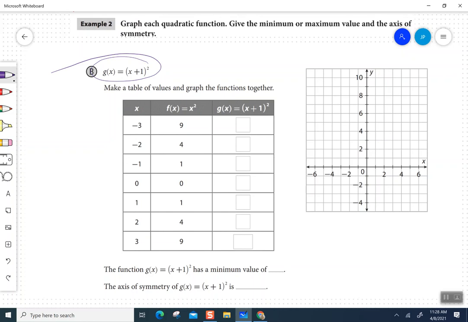So again, how do you do these? Pretty simple. You do the g of whatever you're going to plug in. This time it's going to be inside the parentheses, plus 1, and then we're going to square it. So take, for instance, this negative 3. I'm going to plug in negative 3 here, but I'm also going to plug in negative 3 here. Right? Now, with that said, we have to keep in mind PEMDAS.